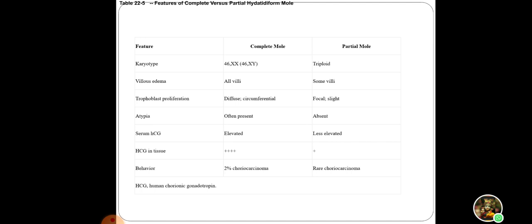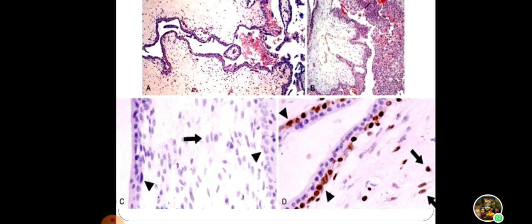Serum HCG level is elevated in complete mole and less elevated in partial mole. Human chorionic gonadotropin in tissue is +4 in complete mole and it is less in partial mole. There is a 2% chance of choriocarcinoma in complete mole, but the chance of having choriocarcinoma is rare in partial mole.